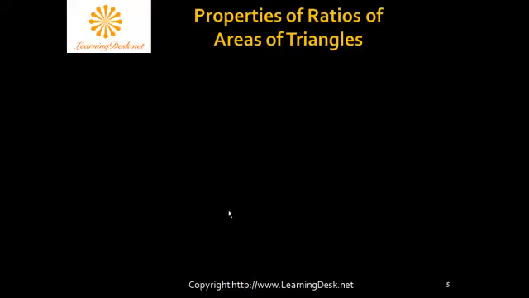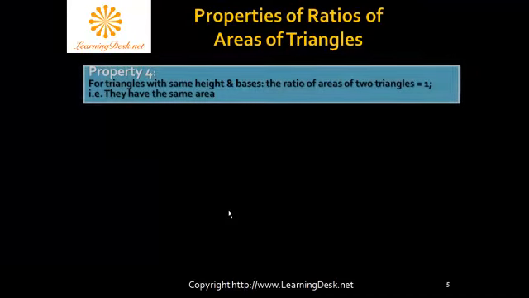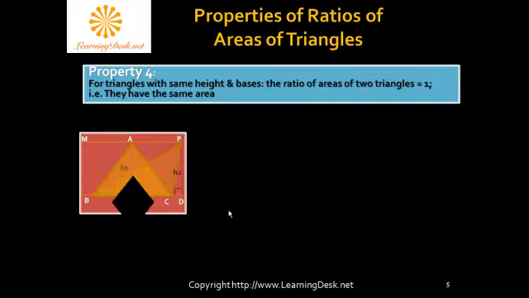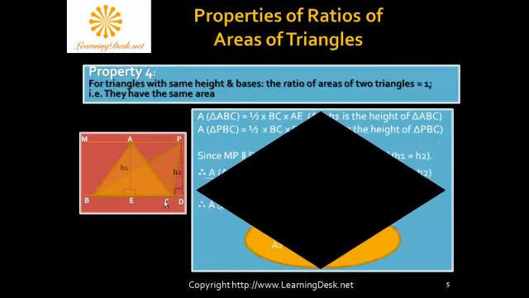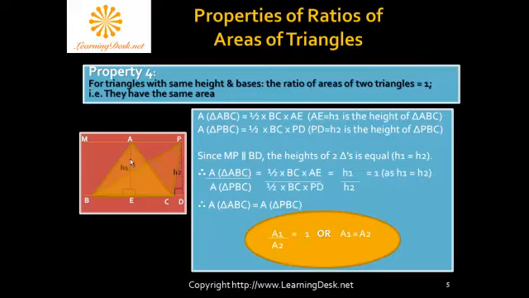Next, property number 4. For triangles with the same height and bases, the ratio of the areas of two triangles is 1. Or it also means that they have the same area. Let's see how that happens. Here there are two triangles. These are two triangles, ABC, and the other triangle is PBC. Here you see that these two have the same base, which is BC, right? They have the same base, and the heights of these two are the same.